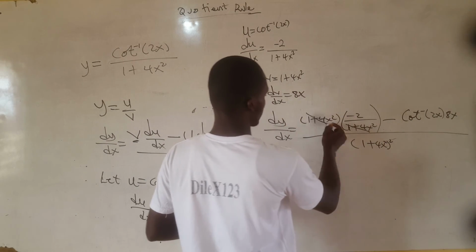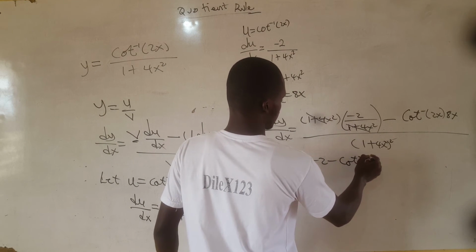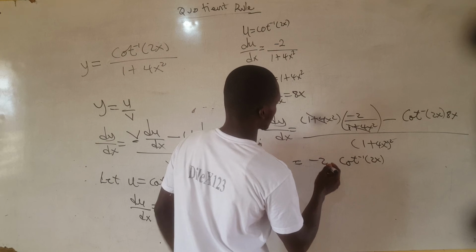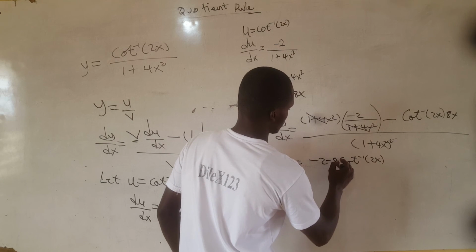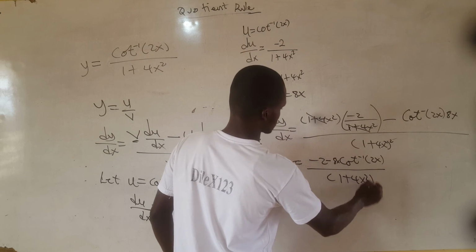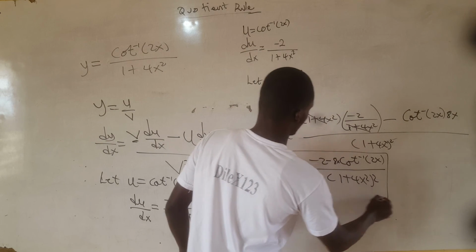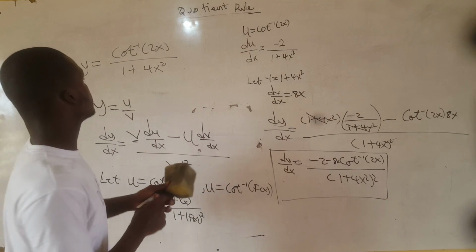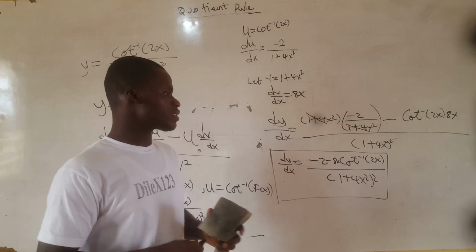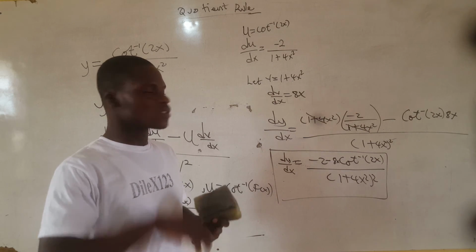So this can cancel out with that. So we have negative 2 minus cot inverse of 2x times 8x, let me put it here. All over 1 plus 4x squared. So this is the answer for dy dx. So when we differentiate cot inverse of 2x over 1 plus 4x squared, we get negative 2 minus 8x times cot inverse of 2x all over 1 plus 4x squared.